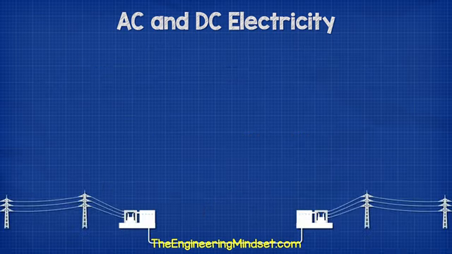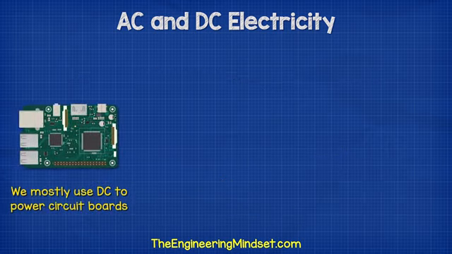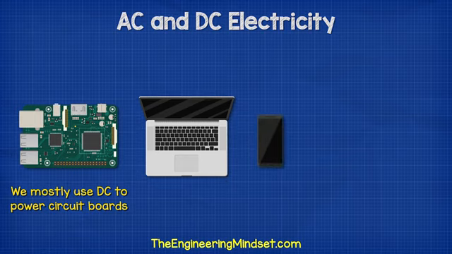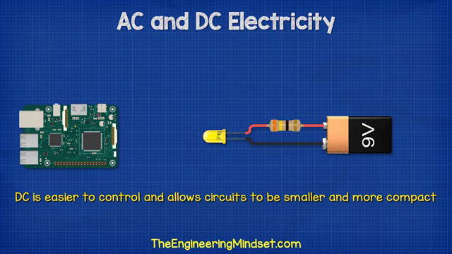However, there are a few high voltage DC transmission lines being used, but we won't go too much into detail on those. We mostly use DC direct current for the circuit boards of small electronic devices like laptops, mobile phones, and TVs. That's because DC is easier to control and allows circuits to be smaller and more compact.